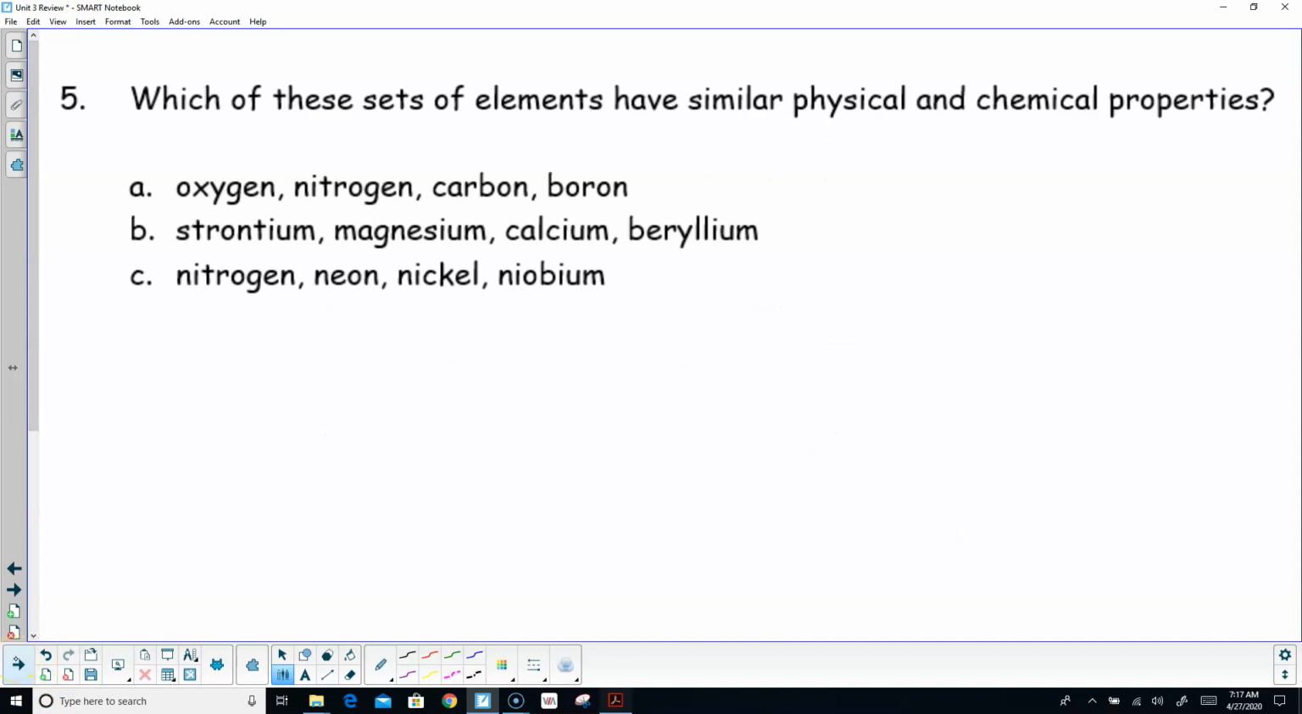Number 5, which of these elements have similar chemical and physical properties? That's going to be B: strontium, magnesium, calcium, and beryllium. If you look at your periodic table, you'll notice they're all in group 2, which means they have the same number of valence electrons.